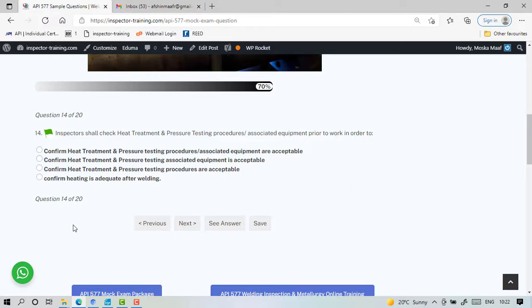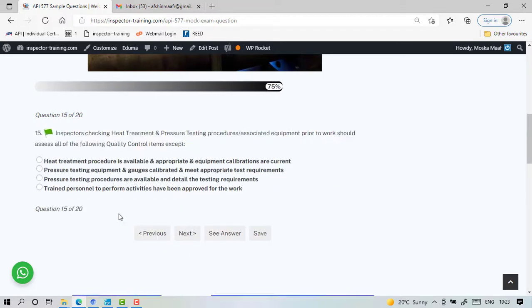14. Inspector shall check heat treatment and pressure testing procedures and associated equipment prior to work in order to make sure or confirm that pressure testing and heat treatment procedure equipment are acceptable. So this is partly true, so this is the more correct answer, the first one, and the third one is also partly true. And confirm heating is adequate for welding. So the best answer would be the first one.